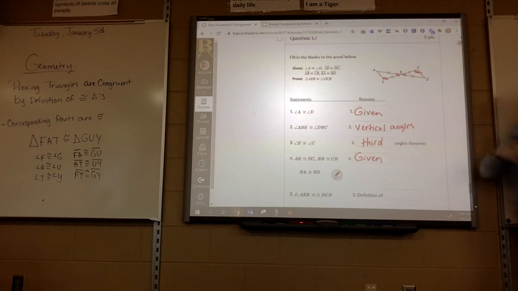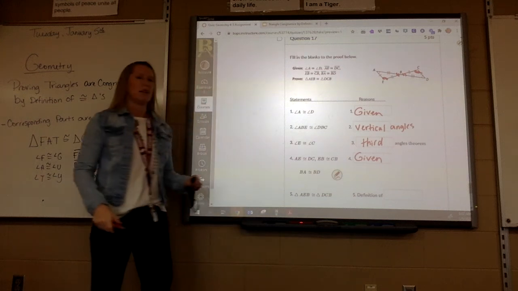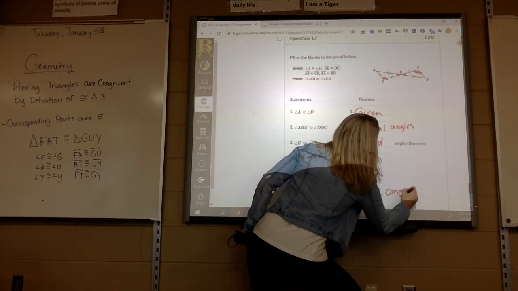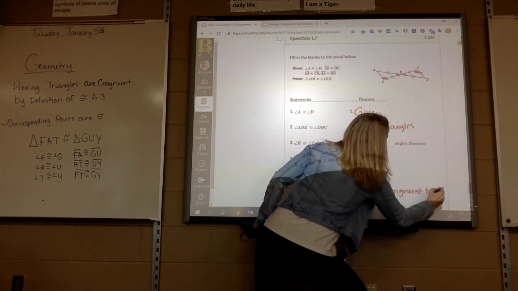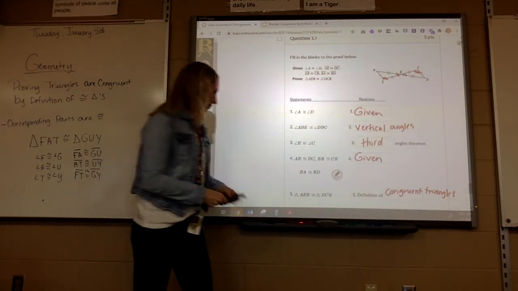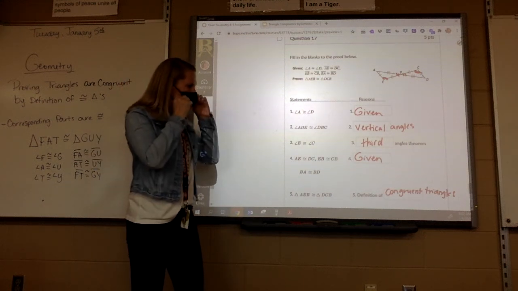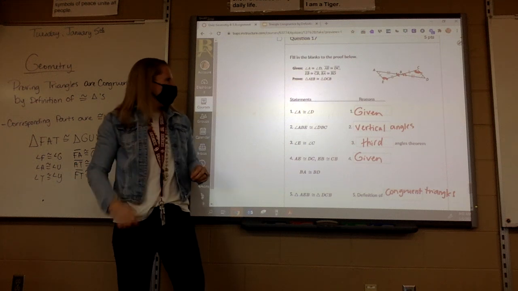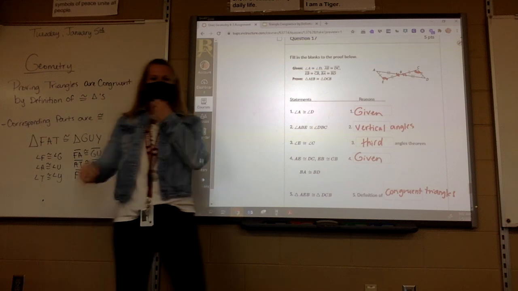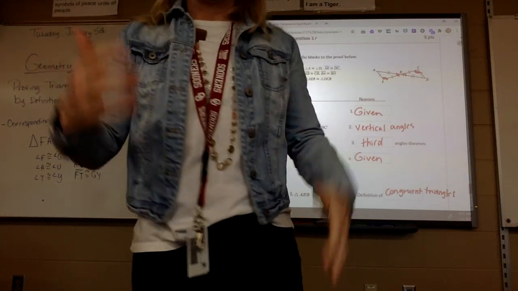And then, since I have all 3 angles and all 3 sides, I can finally say that the triangles are congruent by definition of congruent triangles. Triangles, plural. All right, that is it. Tomorrow we actually have a worksheet and we're going to be proving triangles are congruent.